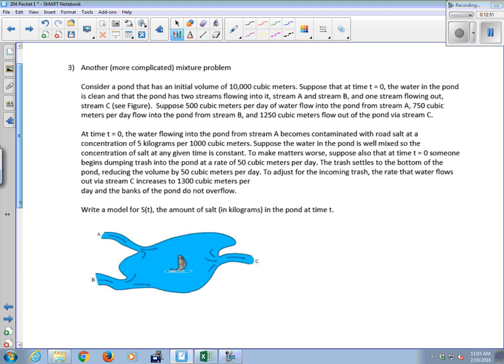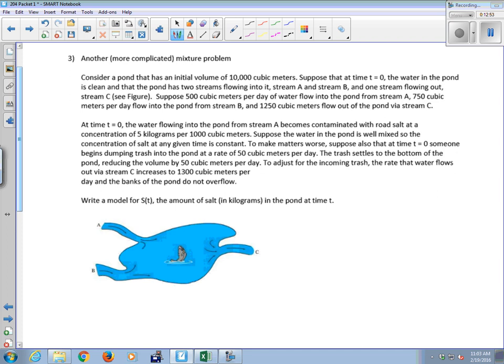All right, let's look at another mixture problem. We had the one with the sugar mixture for soda earlier in the semester. We're going to look at a pond that has an initial volume of 10,000 cubic meters. Suppose that at time 0, the water in the pond is clean, and that the pond has 2 streams flowing into it and 1 stream flowing out.